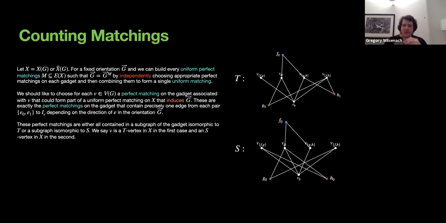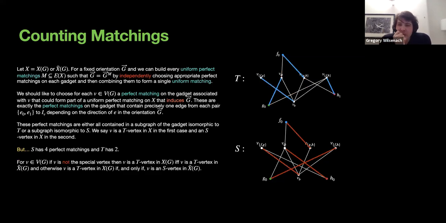And it's not too hard to show that if you look at a gadget, the perfect matchings in that gadget are either all contained in the subgraph T, or all contained in the subgraph S. They could be contained in a different subgraph, but they'll be isomorphic to either T or S. So we just need to analyze these two graphs, T and S, and look at perfect matchings in them. This will tell us the perfect matchings that could exist in a particular gadget, and then we can build up the perfect matchings in the whole graph from there. So let's look at T and S. What we find is S has 4 perfect matchings, 1, 2, 3, 4. And T has only 2 perfect matchings, 1, 2.